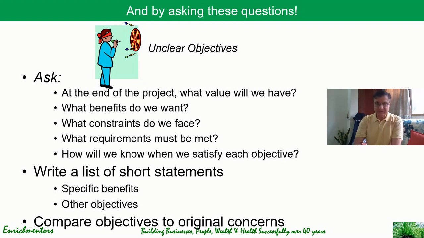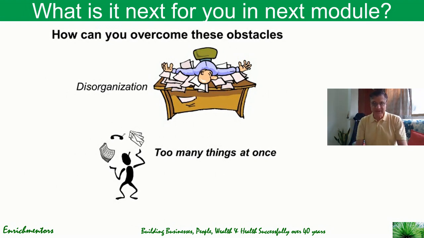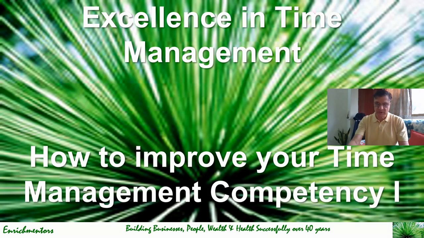So what do we do next? In the next module, we'll look at more obstacles, and we'll start with two of them clubbed together because they are partly, largely related. You can say disorganization. If you have an issue of feeling or doing things in a disorganized way, or you have too many things to do at once, we can look at how you can overcome these obstacles in the next module.